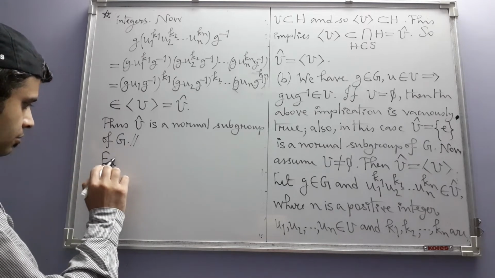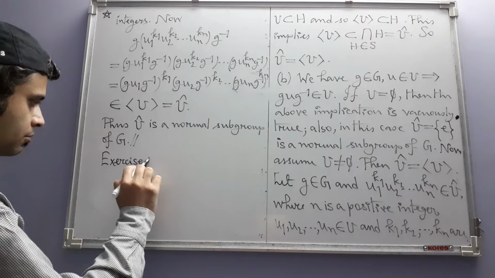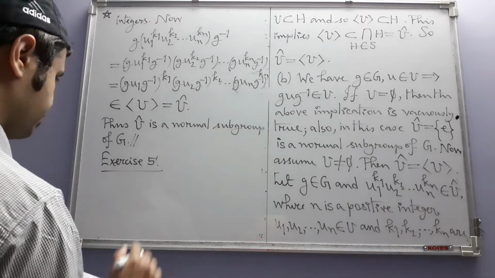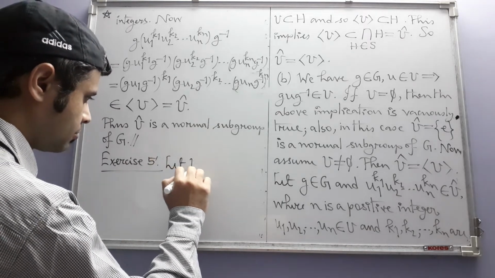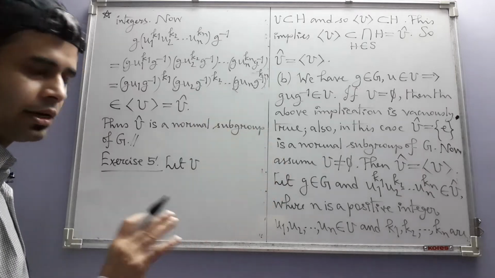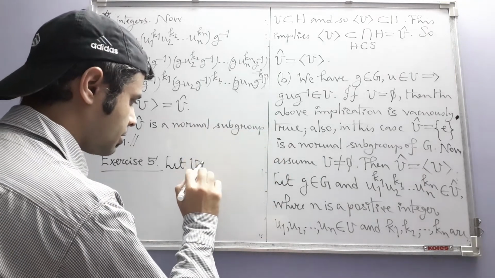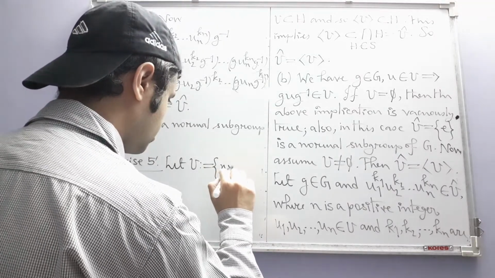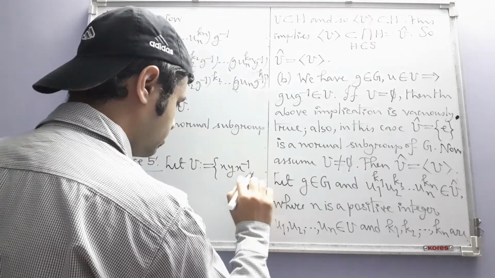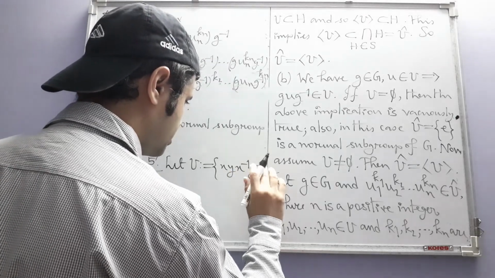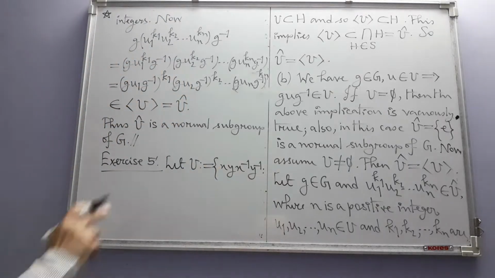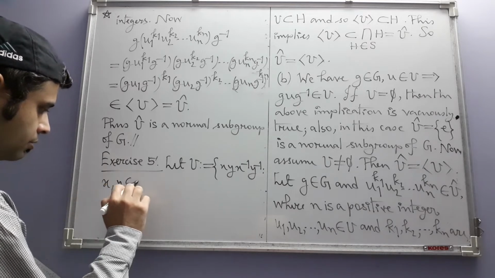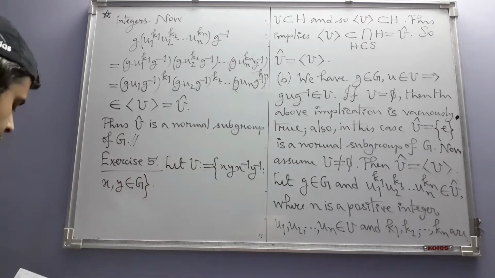Then exercise 5. Okay, now we are going to, so that was a general subset U of any group. Now we are going to take a special kind of subset U. Let U be the subset consisting of all elements that look like this: x y x inverse y inverse, where x and y belong to the group G.